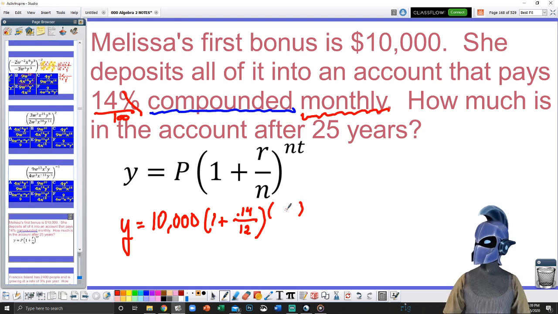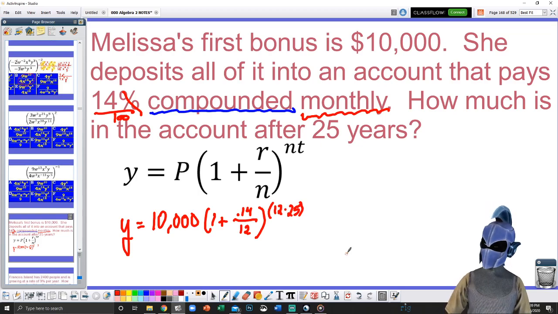Of course, we put our exponent right there in parentheses. Oops, and I put a T there just automatically out of habit, but they already gave me what the time was, so I'm going to get rid of that. All right, so my N, we just said, was 12, and then my T, my time, was 25.